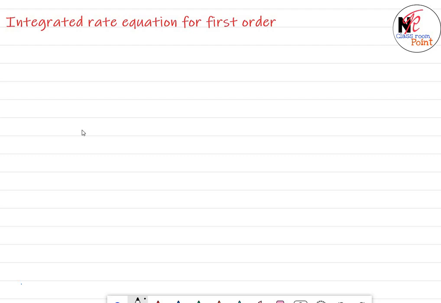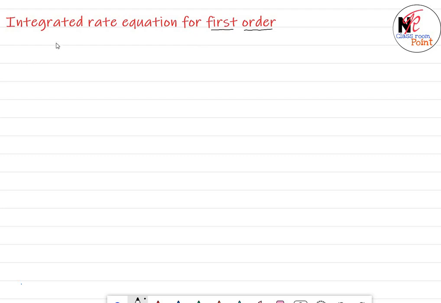In this session, we shall discuss the integrated rate equation for the first order reaction. Now, the name itself gives it is a first order. Order means it is the power of the concentration term, and first means that rate of reaction is directly proportional to the first power of the concentration term of the reactant molecule.